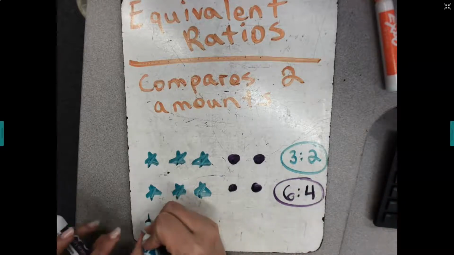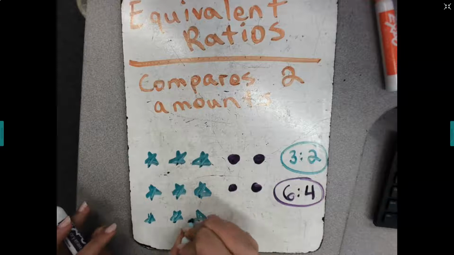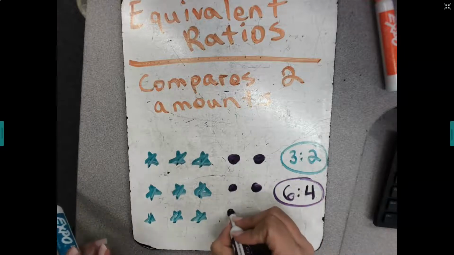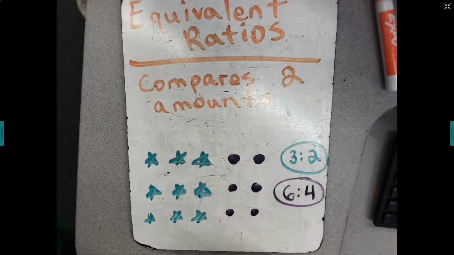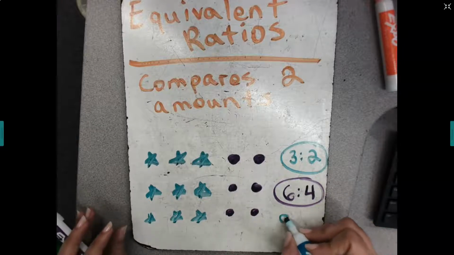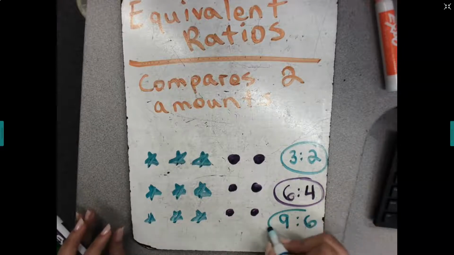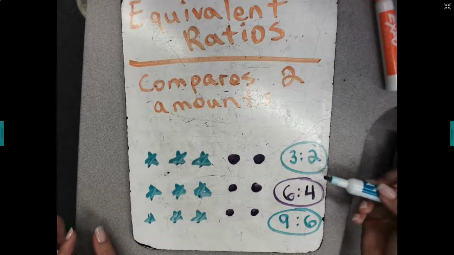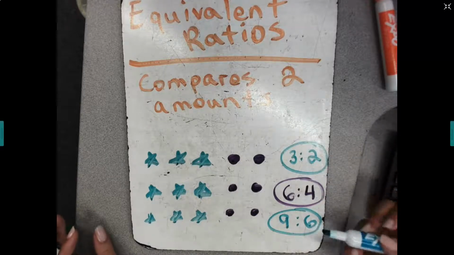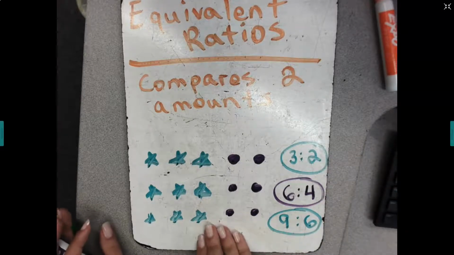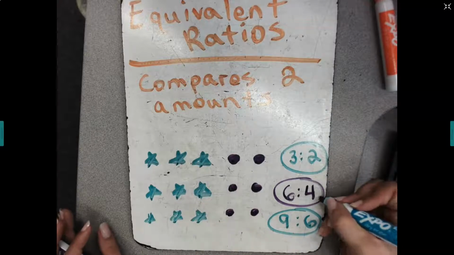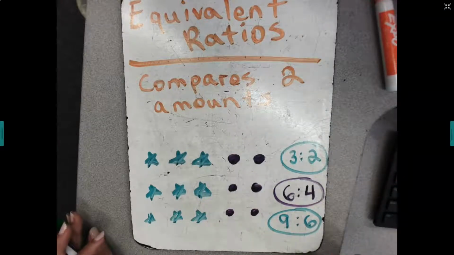Let's try another one. What if I added 3 more stars? Then I would also have to add 2 more circles. Now this ratio is going to be 9 to 6. And just like with fractions, these equivalent ratios represent the same relationship, which is 3 to 2. This just indicates that there's more of each.